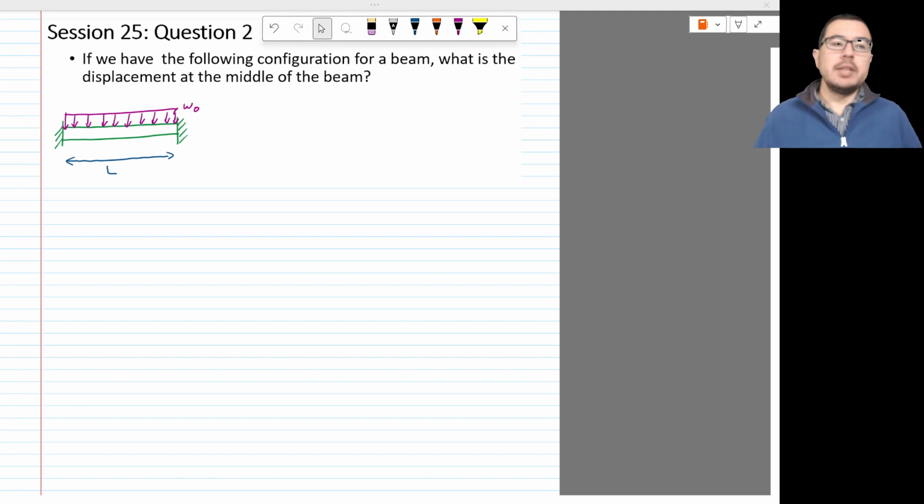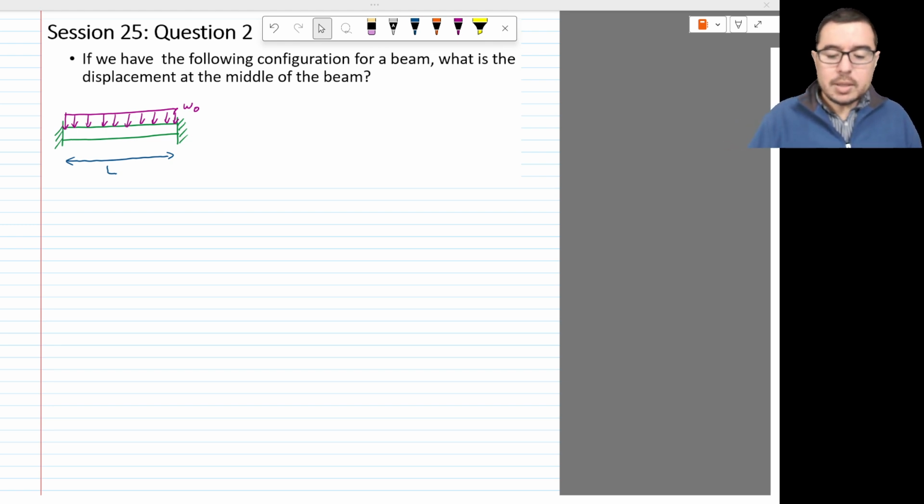This question states, if we have the following configuration for a beam, what is the displacement at the middle of the beam? And the first question we might ask ourselves, in addition to the question that's being asked of us, is whether or not the system is indeterminate.